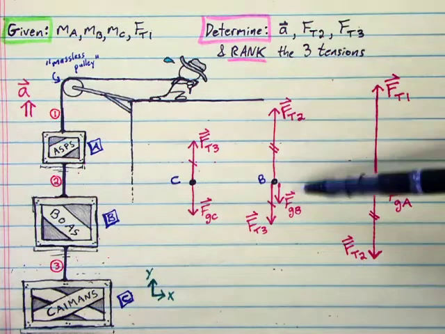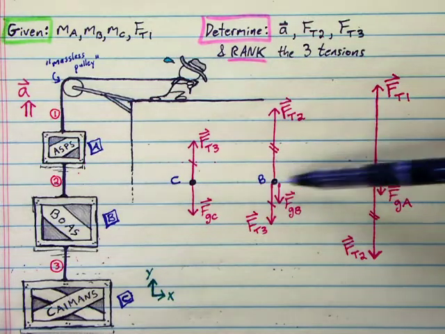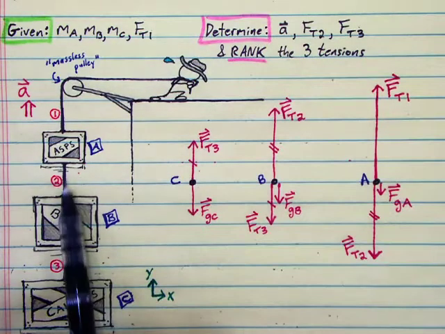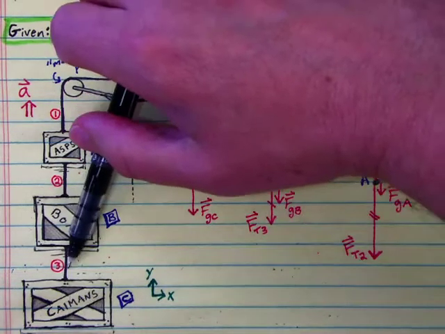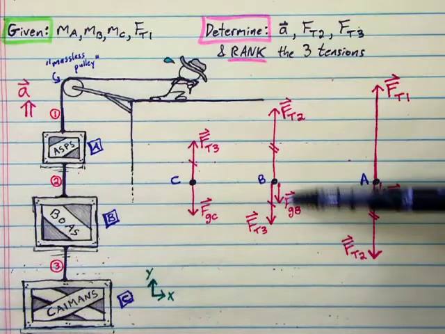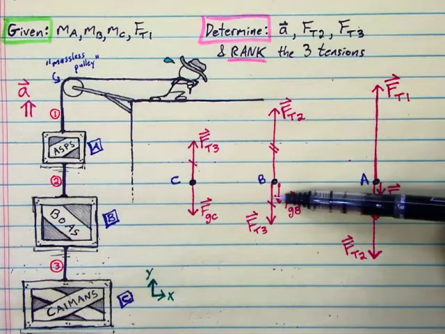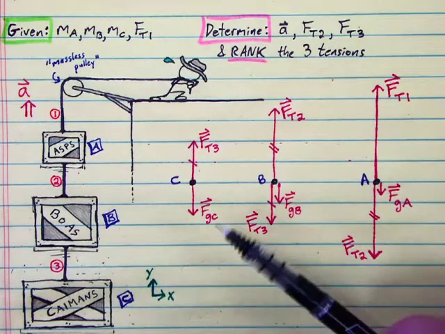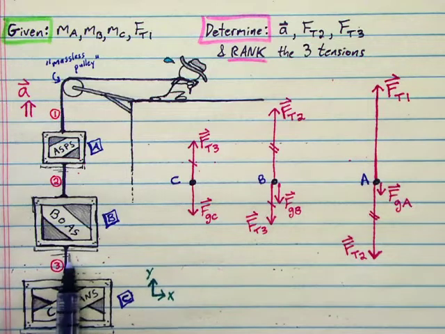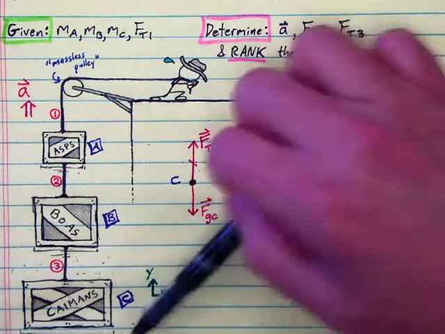And so the FBD for B here is similar to that for A. There's tension 2 pulling upwards on B, tension 3 pulling downwards, and then the force of gravity on B as well. They're the weights of our two crates. Crate C has the simplest FBD, just tension 3 pulling upwards on it, and its weight, the force of gravity, pulling downwards.